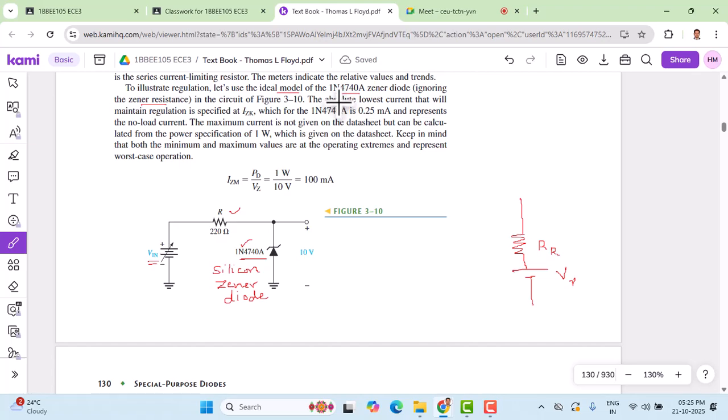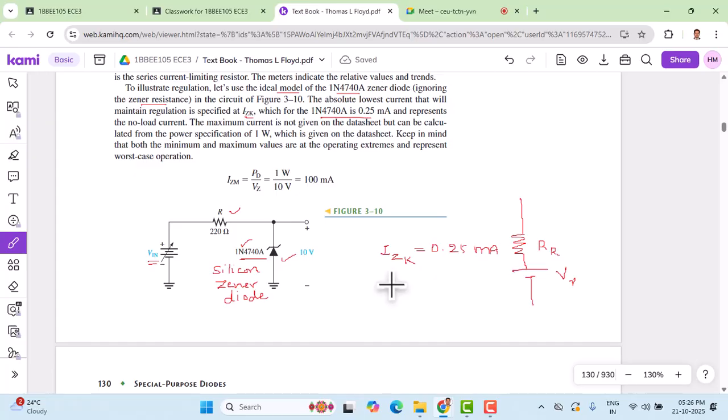This 1N4740A Zener diode has an IZK of 0.25 milliampere. Let me write it here. For this particular Zener diode, the Zener current IZK is going to be 0.25 milliampere, as per the data given here, and that represents the no load current. And the maximum current is not given on the data sheet.